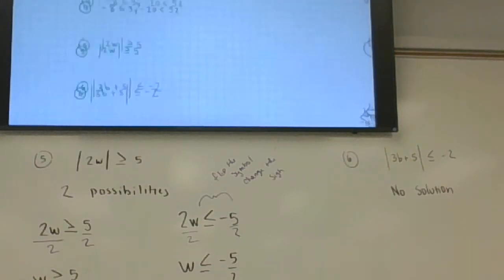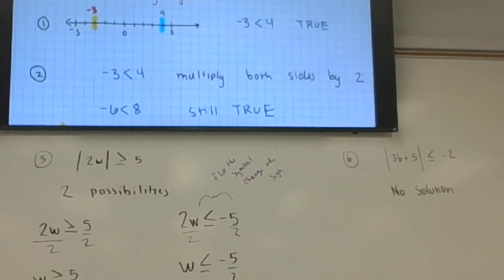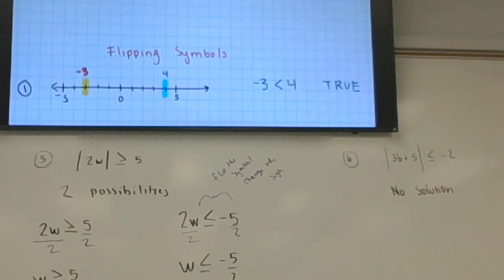That's it. Okay. Before we go over homework, I have an example. You asked me why we flip the symbol when you multiply or divide by a negative, and this is the best explanation that I can come up with. I didn't come up with it. Best explanation I can find.